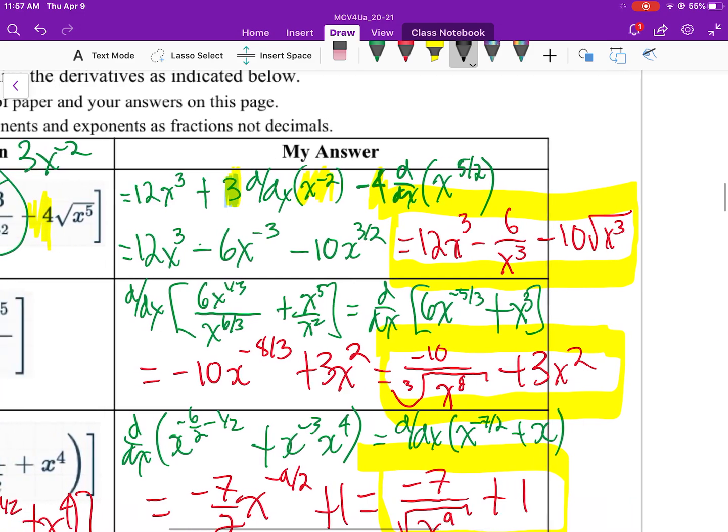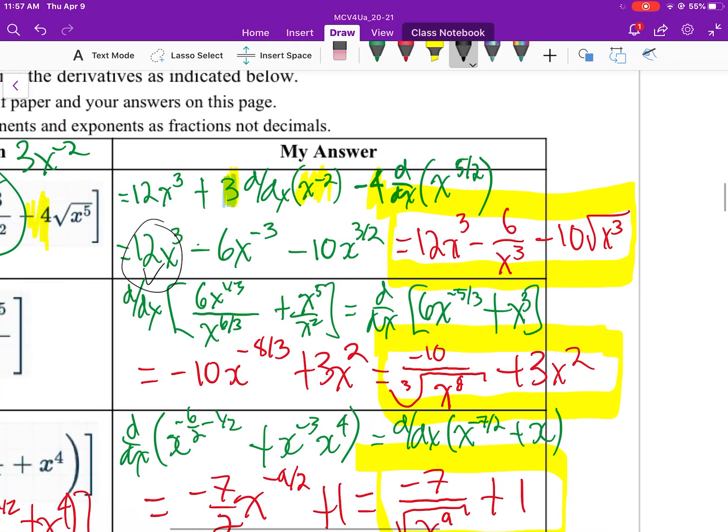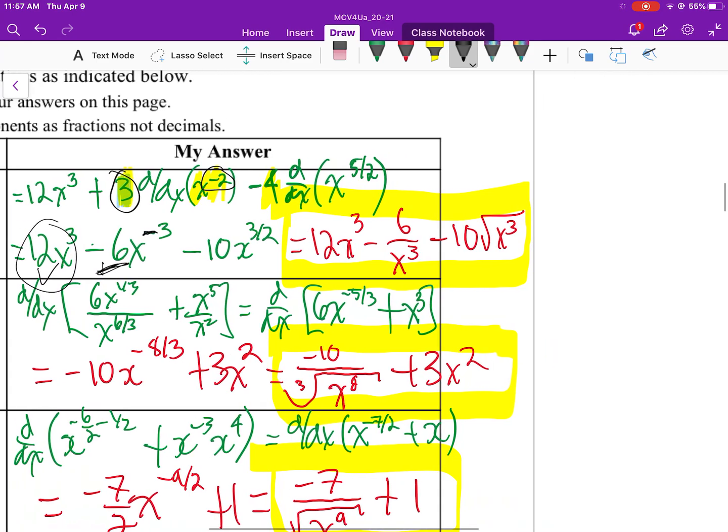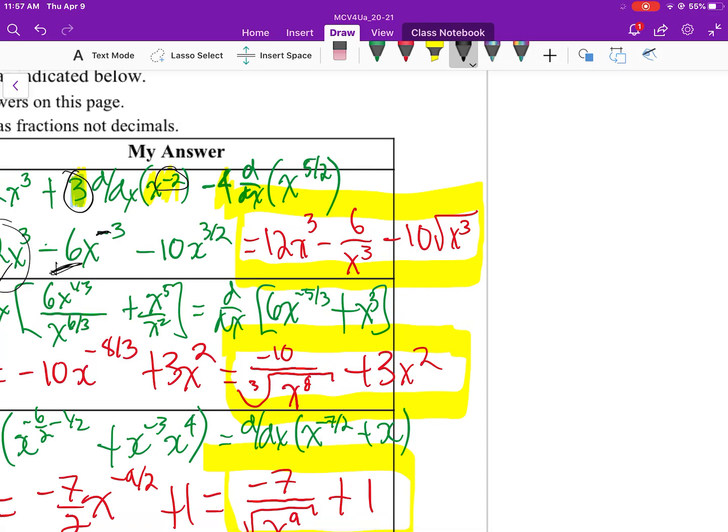So I need to do the 12x cubed I already had. Then I need to do the derivative of this, so this is going to be 3 multiplied by negative 2, that's negative 6. And then I reduce the exponent by 1, that gives me negative 3. In the next one, I'm going to take 5 over 2 and multiply that by negative 4. 5 times 4 is 20. 20 divided by that 2 is 10. So minus 10. And then 5 over 2 minus 1. Well, that's the same as 5 over 2 minus 2 over 2, which is 3 over 2.